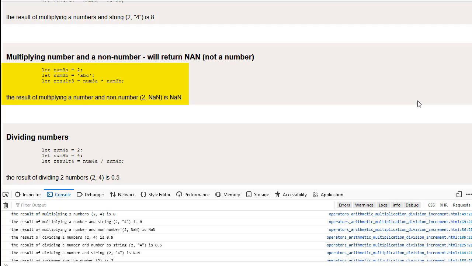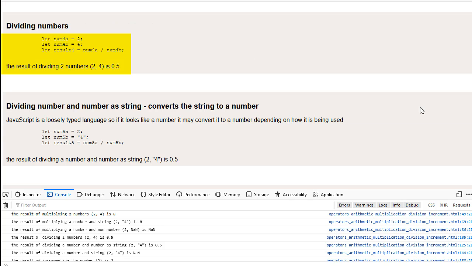All right, so here we have an example. We have num3a equals 2, num3b equals, in quotations, abc. This is definitely a string. What happens if we try to multiply these two together? All right, now we're going to get NaN, not a number. Okay, JavaScript cannot multiply this stuff. So that's what it returns, not a number.